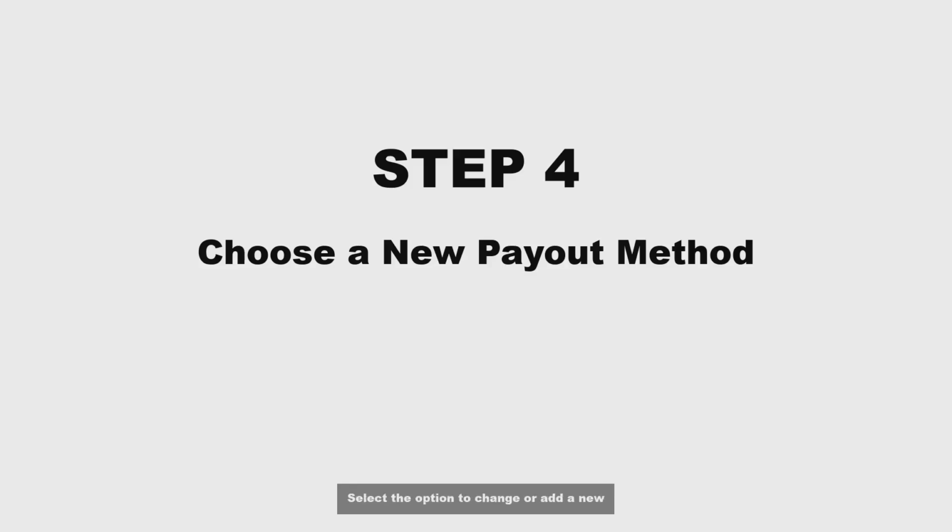Step 4. Choose a new payout method. Select the option to change or add a new payout method. You may have options such as direct deposit, check, or electronic transfer. Follow the prompts to enter the necessary information for your new method.